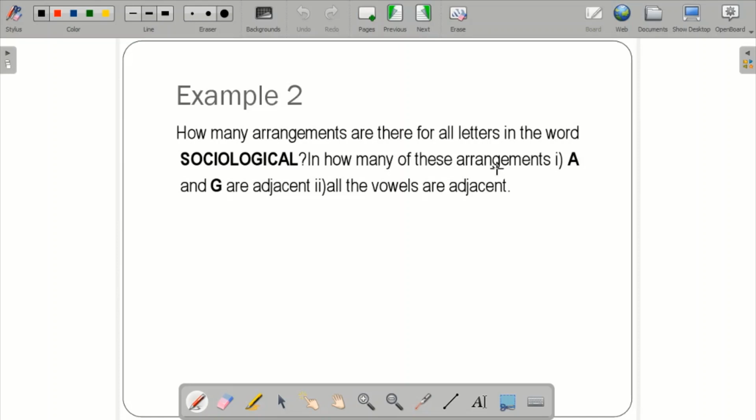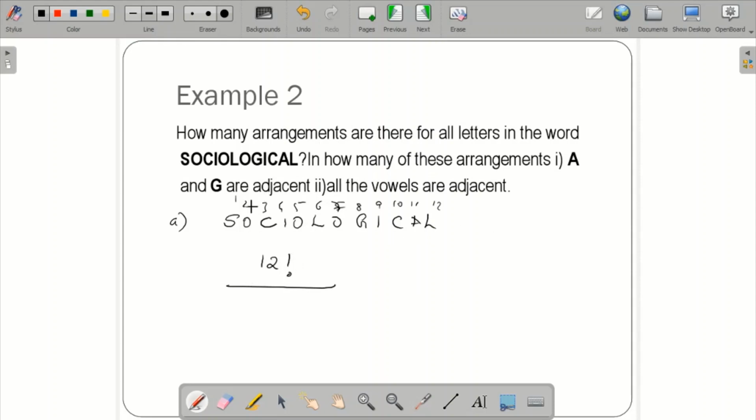Next, let us go to example 2. How many arrangements are there for all letters in the word sociological? So let us solve this first section. So the word is sociological: S, O, C, I, O, L, O, G, I, C, A, L. So 1, 2, 3, 4, 5, 6, 7, 8, 9, 10, 11, 12. So there are 12 letters. How many arrangements are there for all the letters in the word sociological? That is nothing but 12 factorial.